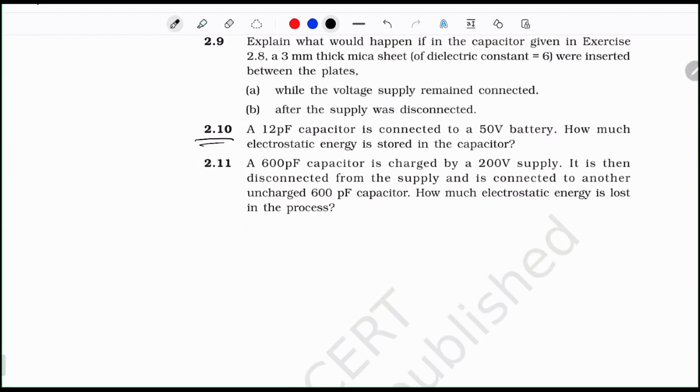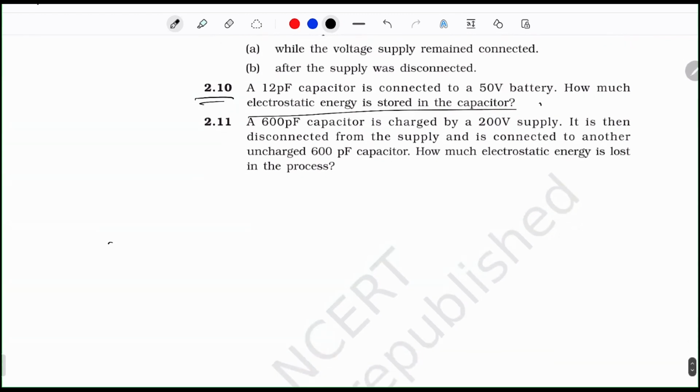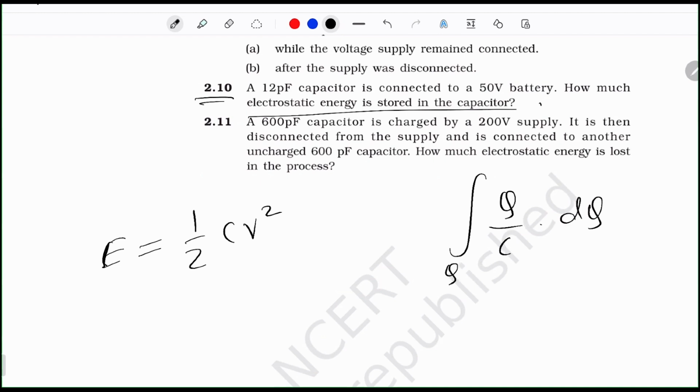Okay, we'll solve the last question, 2.10. A 12 picofarad capacitor is connected to a 50 volt battery. How much electrostatic energy is stored in the capacitor? The energy stored, as we have derived, is half CV squared. I hope you remember how we derived it: voltage times dq, integrated over all the charge. So that happens to be half CV squared.